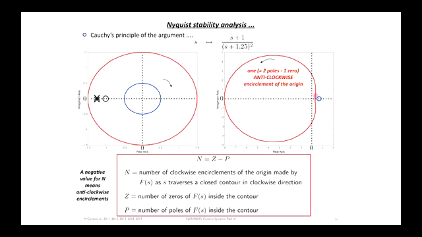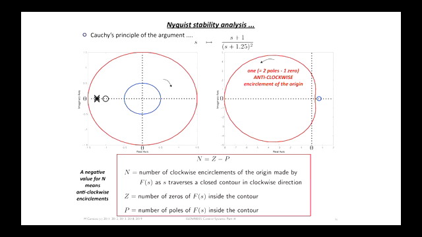And the reason we're getting 1 in the anti-clockwise direction is because we have inside this contour, which we've traversed in the clockwise direction, 2 poles and 1 zero. That zero by itself would have given us a clockwise encirclement of the origin. Each of the poles would give you 2 anti-clockwise encirclements of the origin, but altogether we end up with just 1 anti-clockwise encirclement of the origin.